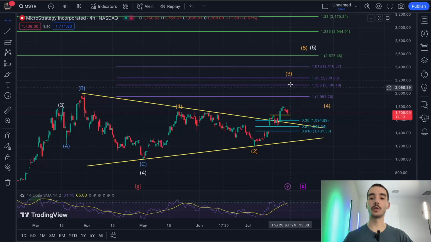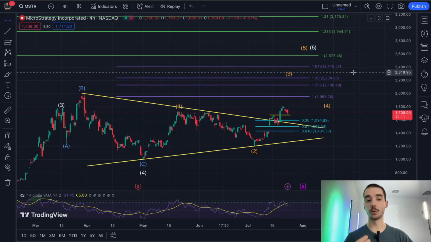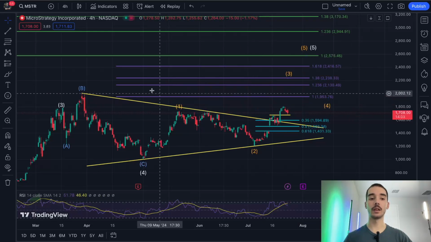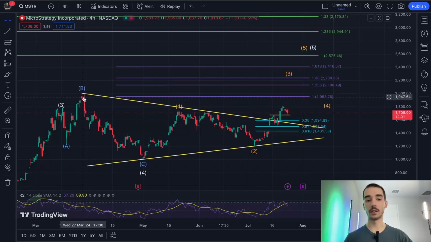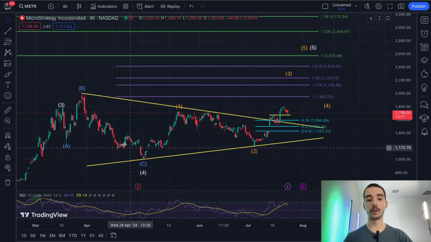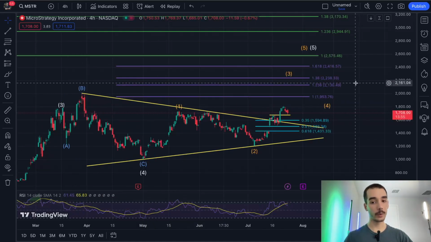But in order for me to be more confident that the third wave is in, I would like to see the chart make that obvious. And by making that obvious, it would mean instead of just surpassing this high, we also want to surpass the B wave high on the fourth wave correction. So hopefully that makes sense.